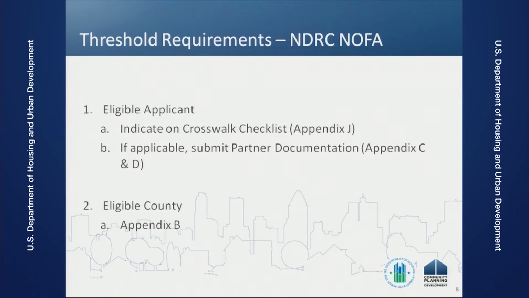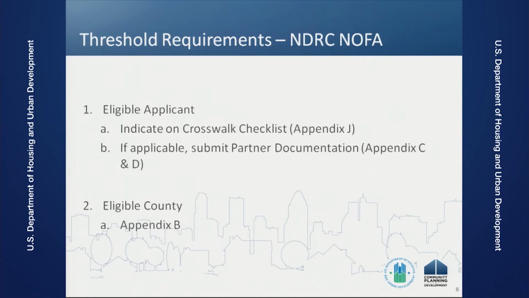So to meet this threshold requirement, applicants must identify that they are one of the 67 jurisdictions indicated by HUD as eligible to compete for this competition. These 67 eligible applicants are identified in the NDRC NOFA itself. In addition to responding to this threshold, applicants should identify which eligible applicant they are on the crosswalk checklist, which is a document that HUD will use during review of applications to locate all required responses. The crosswalk checklist is provided as Appendix G to the NDRC NOFA, and it should be submitted as Attachment A to your application.